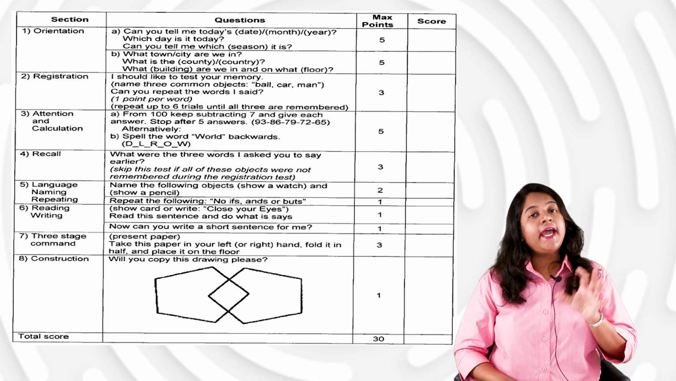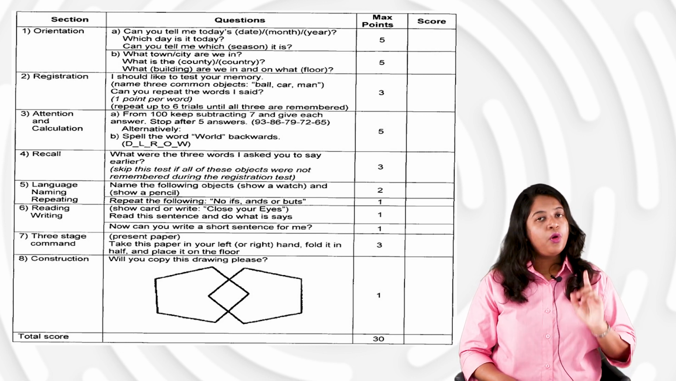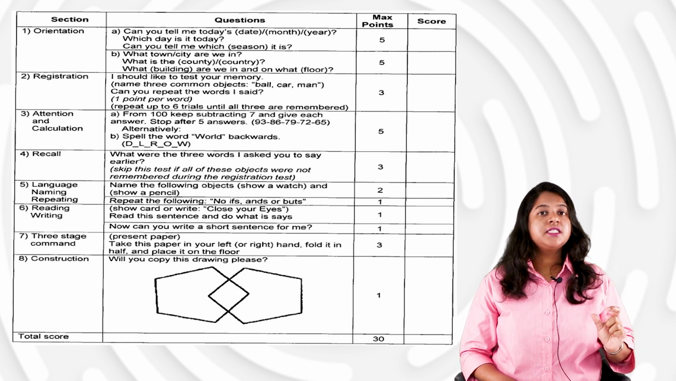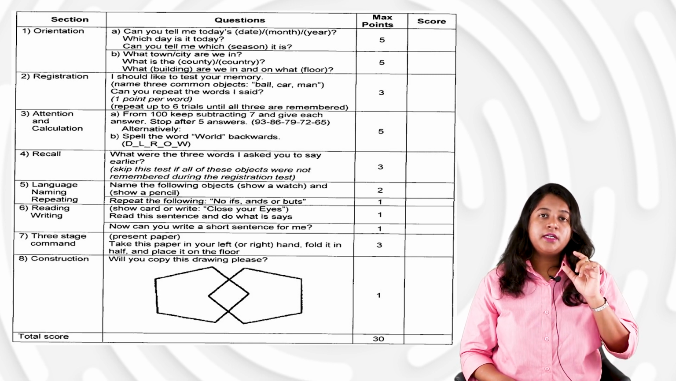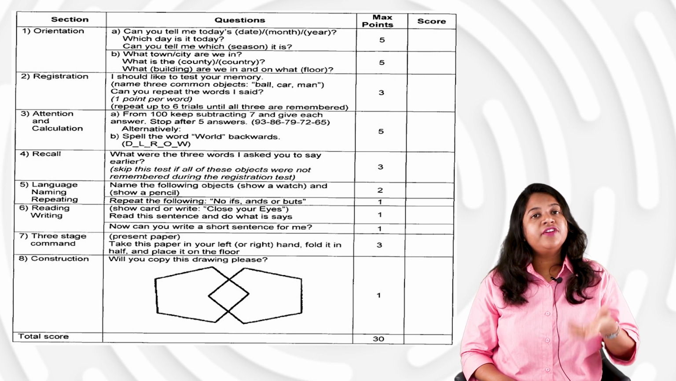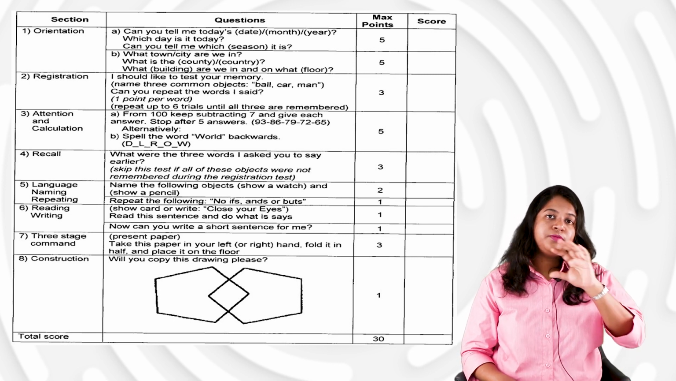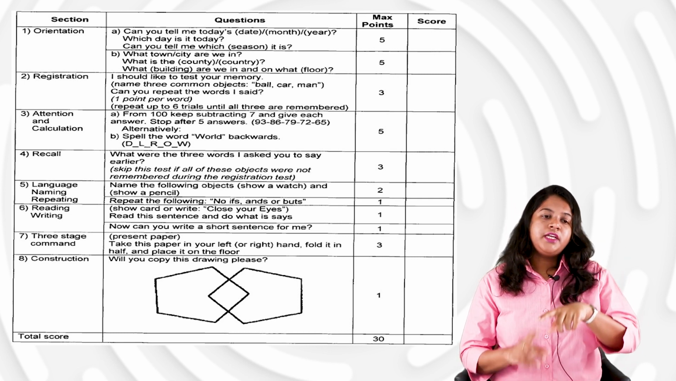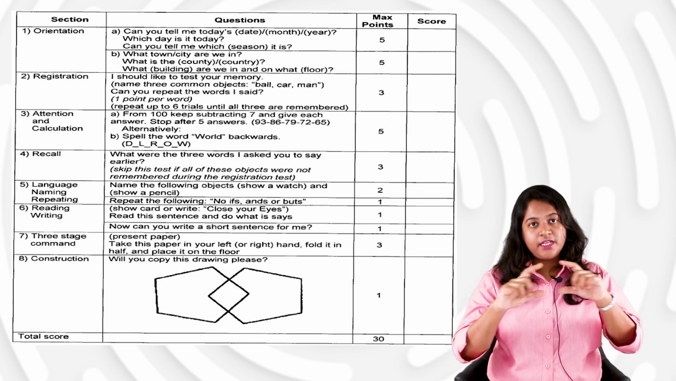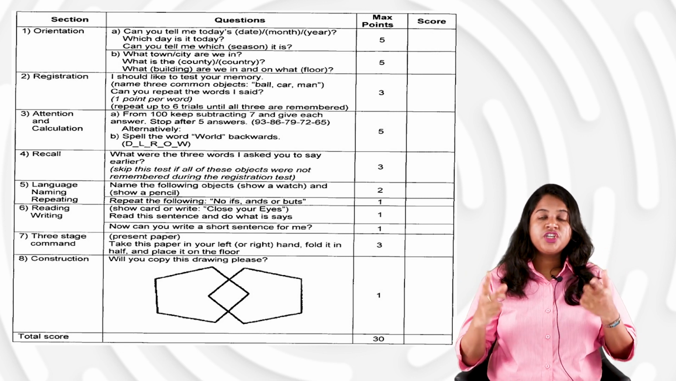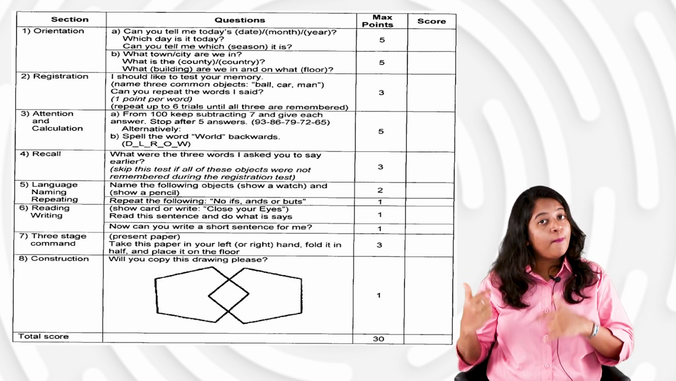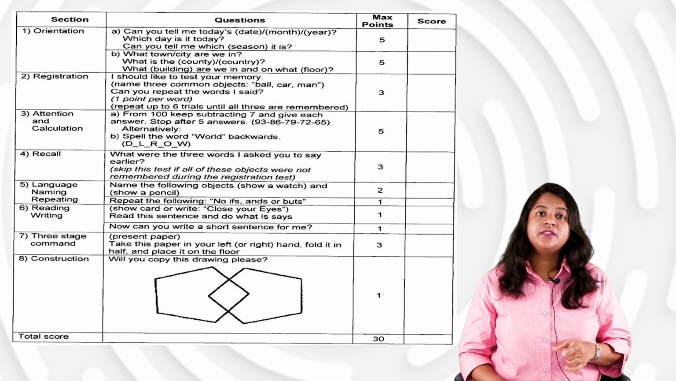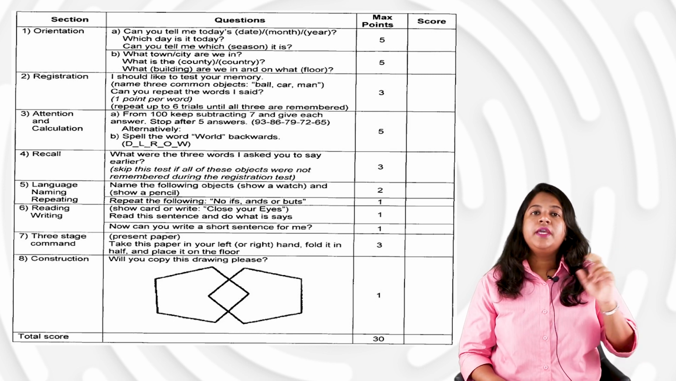Next is reading and obeying, which also carries a score of 1. In this test, you write a particular sentence on a blank paper, and the patient has to read it and do whatever is written. What you write should be in bold letters, legible and clear. You can take a white sheet and write in bold letters, "Close your eyes." The patient has to see it and obey it. If he closes his eyes, that is, he is following the command, you give a score of 1.